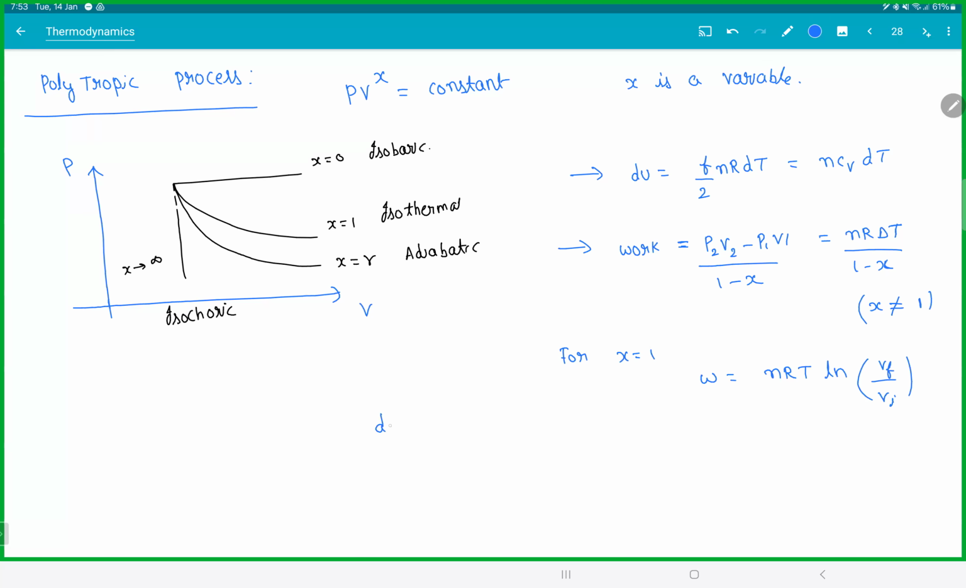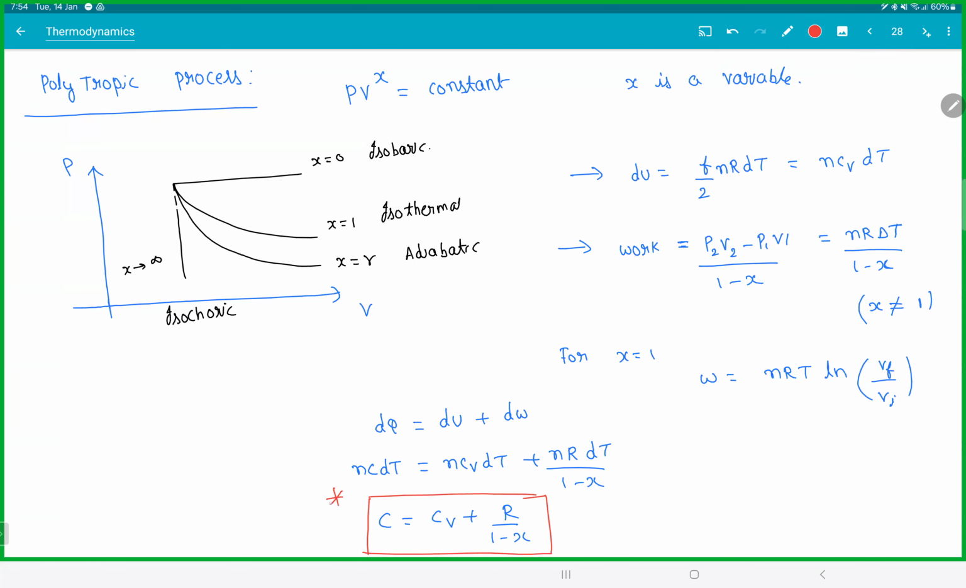And then we have dQ is dU plus dW. So dQ is nC dT, where C is some molar heat capacity. dU is nCv dT. This will be nR dT by (1 minus x). nR will cancel. We end up with C equal to Cv plus R by (1 minus x). Quite an important formula. So in a polytropic process, the molar heat capacity is given by this: Cv plus R by (1 minus x).